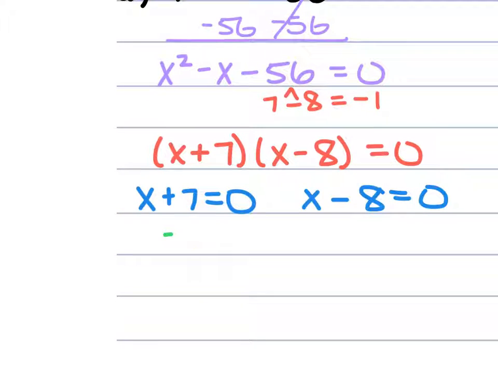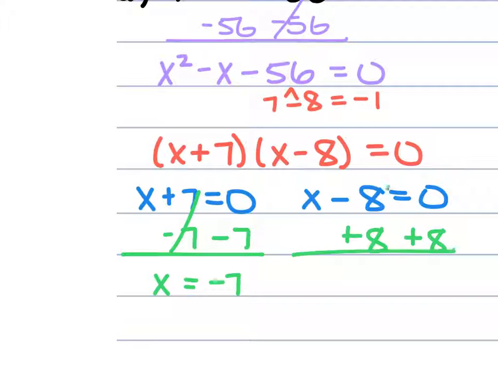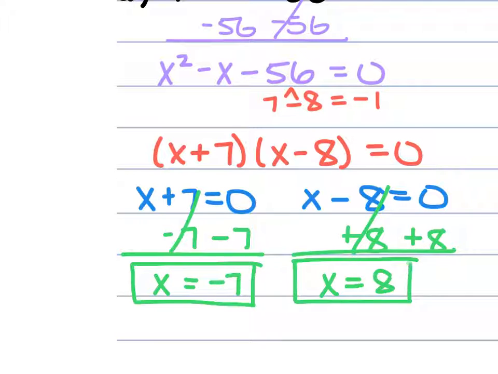Solve for x. Subtract the 7. You have x is equal to negative 7. Add the 8. You have x is equal to positive 8. So x is equal to negative 7. x is equal to 8.